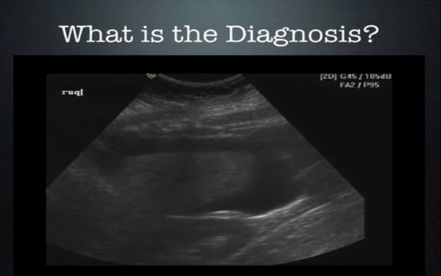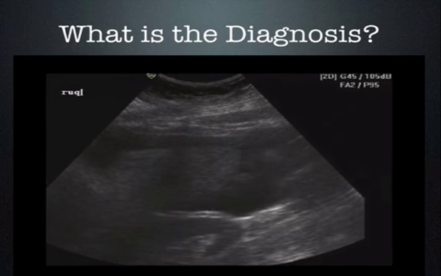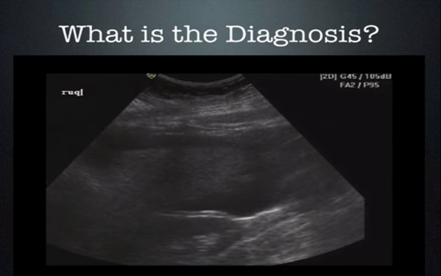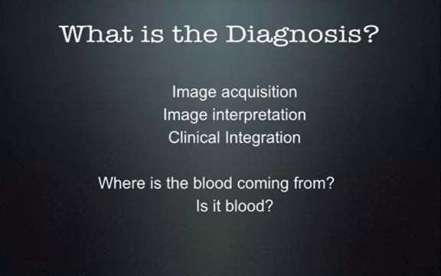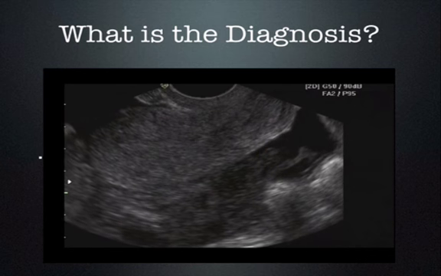So what's the diagnosis here? There's several parts of clinical ultrasound. There's image acquisition, image interpretation, and clinical integration. And that was obviously a positive FAST exam with the liver floating in blood. But that does not tell you where the blood's coming from. It doesn't even tell you if it's blood. We're making assumptions that the fluid is blood and that the blood is from the trauma. This may or may not be the case.